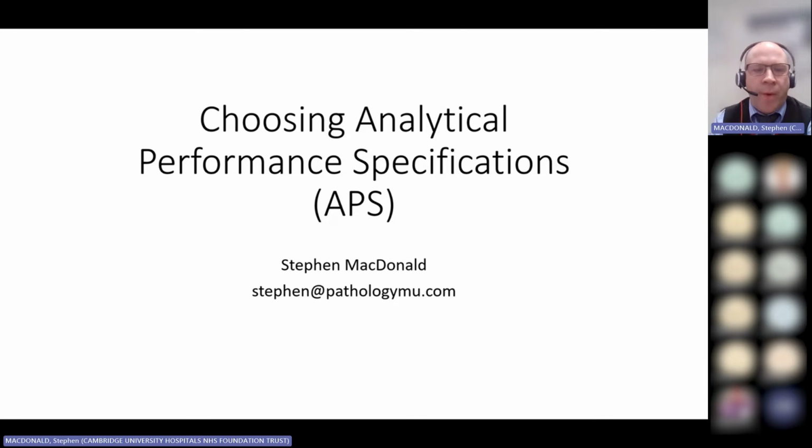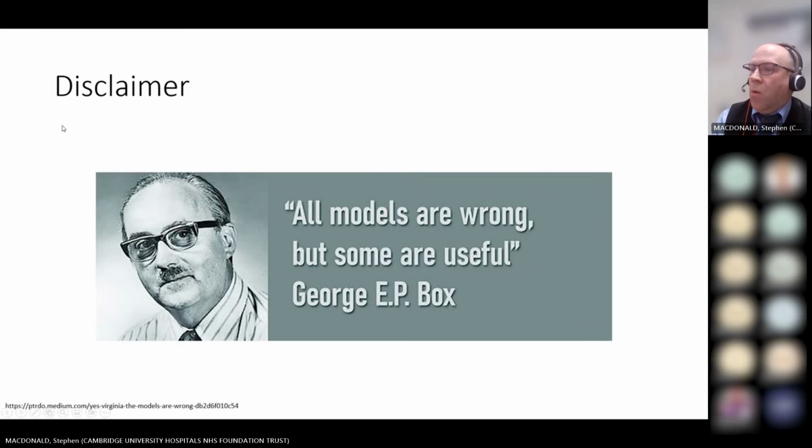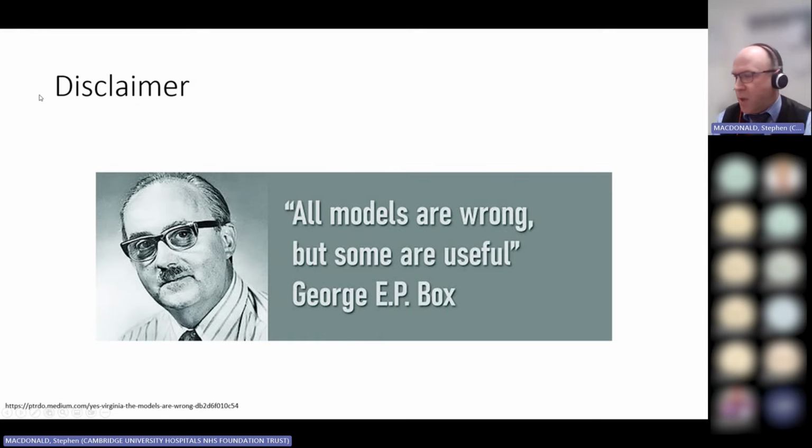So what we're going to talk about in the second session is how we start applying some of those statistics to determine whether our assays are any good or not. So specifically, the title is Choosing Analytical Performance Specifications. So we're going to be talking about models again, and I showed a picture of George Box at the tail end of the last webinar with his famous quote that all models are wrong, but some are useful.